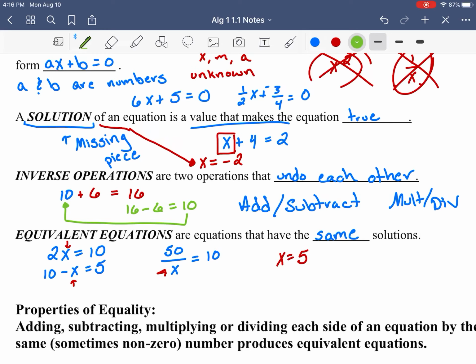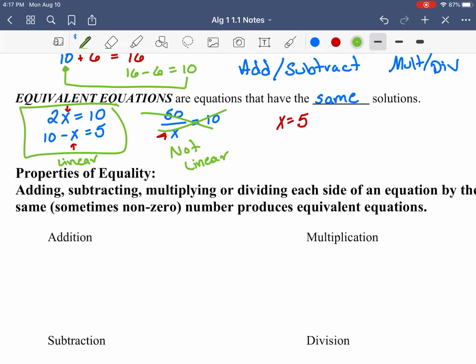Now it's important to note that only 2 of these are linear. These 2 are actually linear. This one is not linear, but it's still an equation, and it can still be included in my equivalent equations. It's just not a linear one. And we'll talk about what that word linear means when we get into graphing. The reason we call it linear has something to do with its graph.